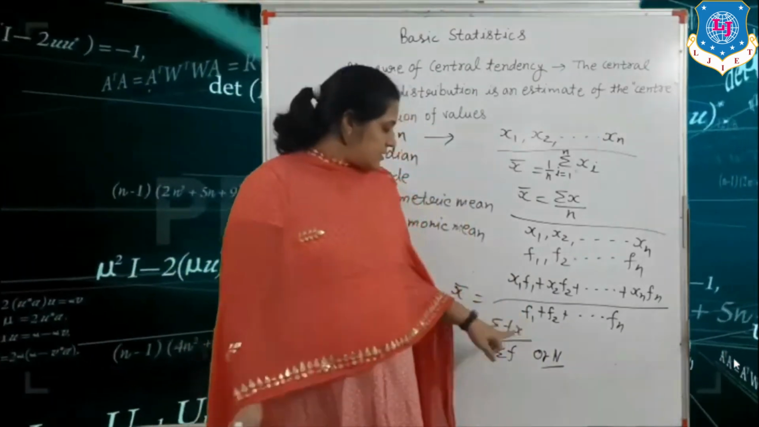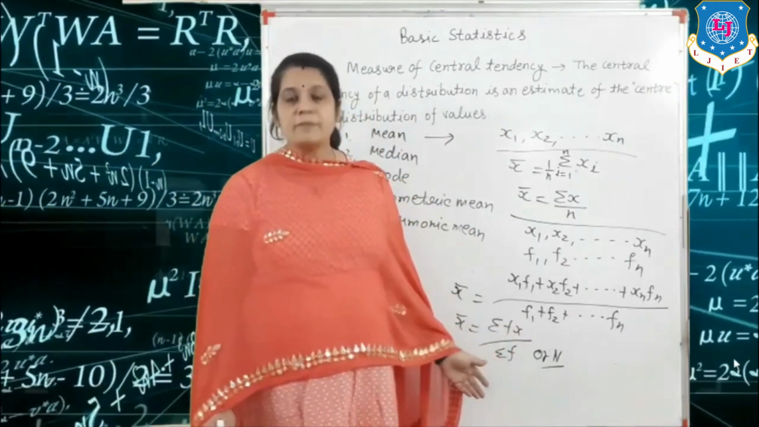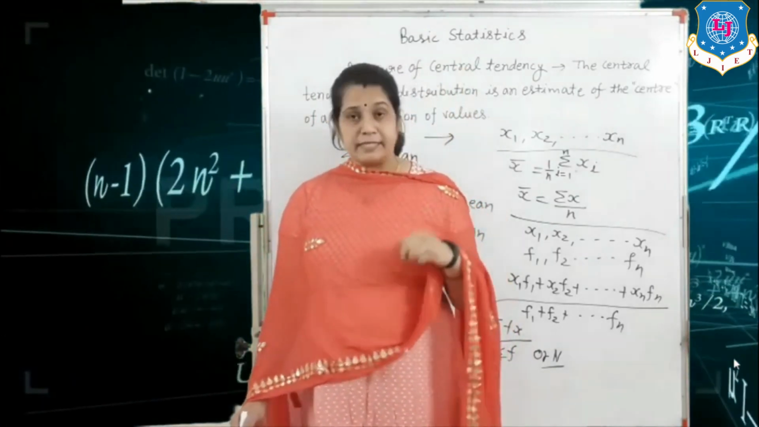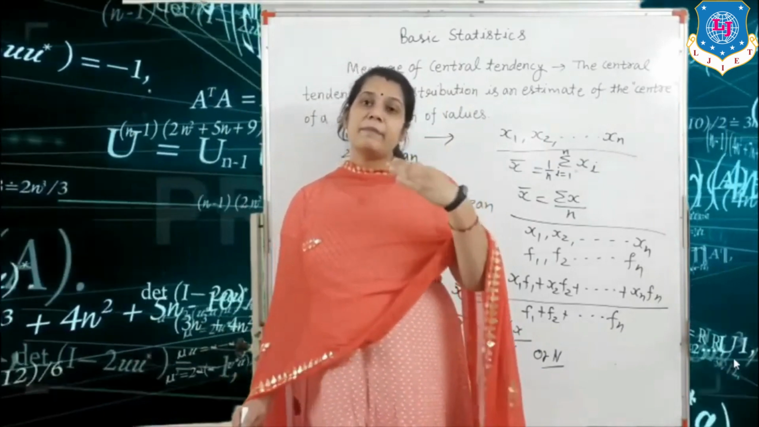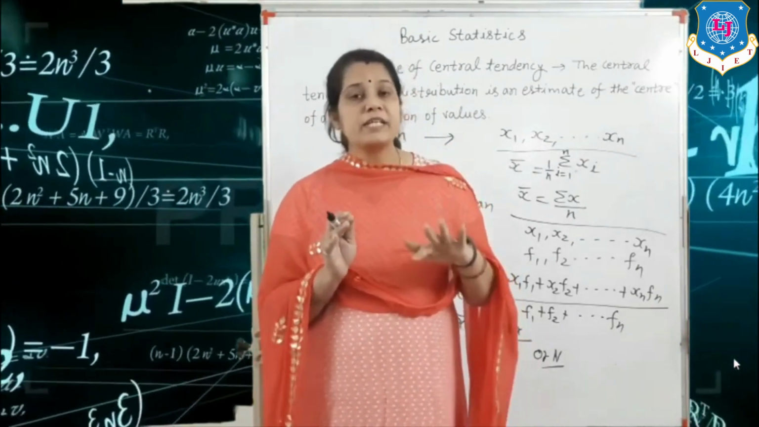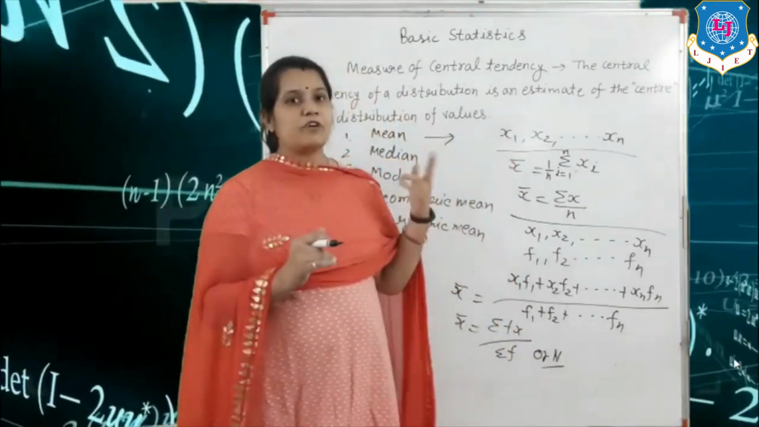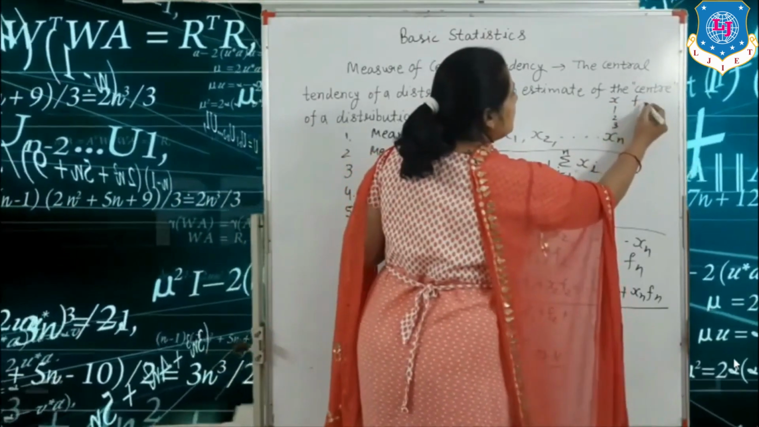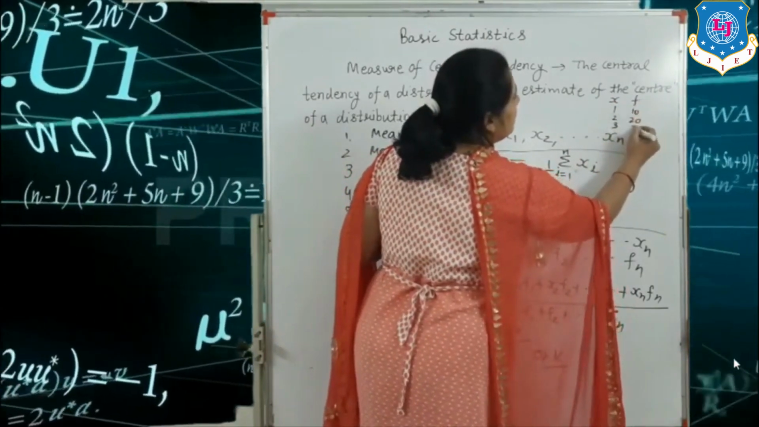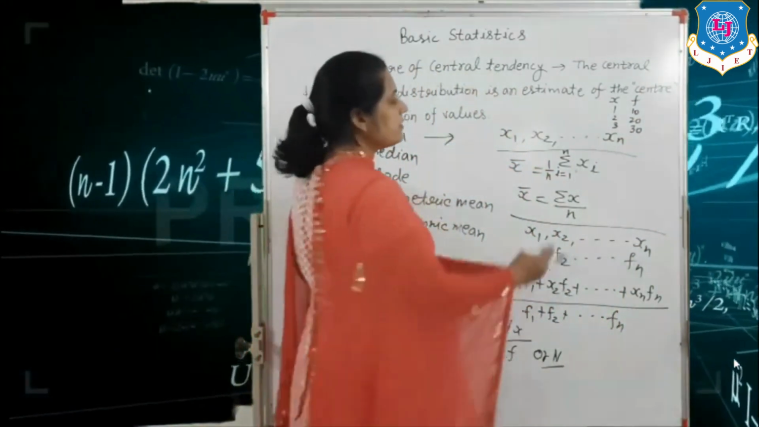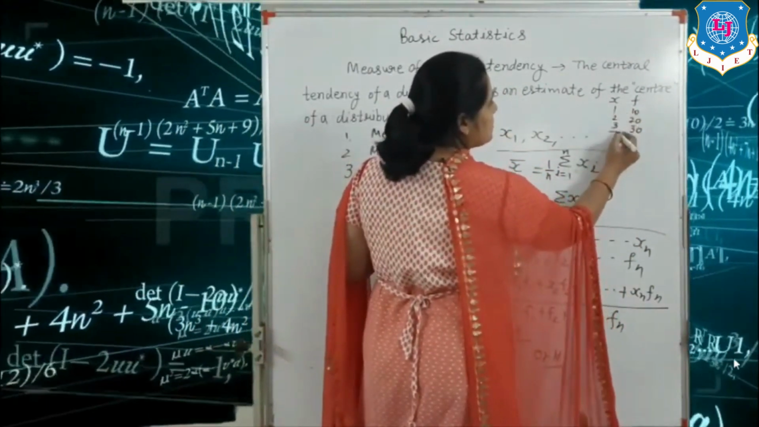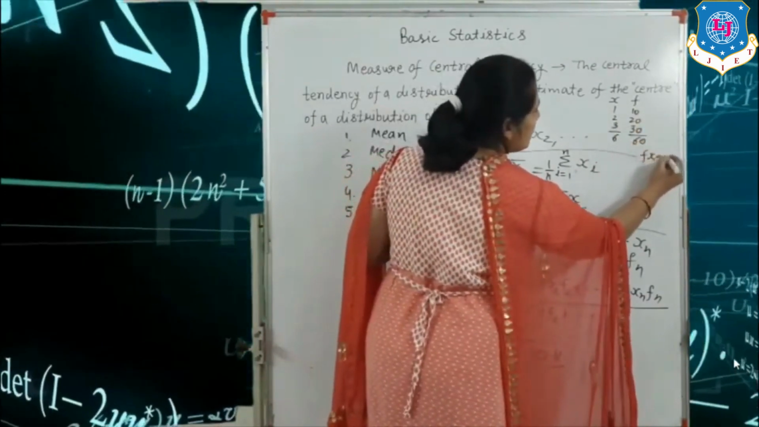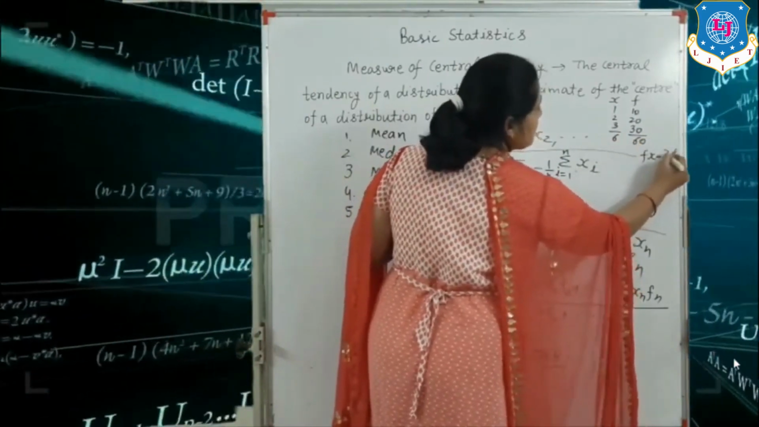Got it? So here summation fx, that means what? First we are given the column of x. After that we are given the column of f, that means the frequency, and after that we multiply the column of f into x. So don't be confused. Sometimes we are given, for example, x is equal to 1, 2, 3, and the corresponding value of f is 10, 20 and 30. Sometimes students write the sum of x is 6 and the sum of f is 60.